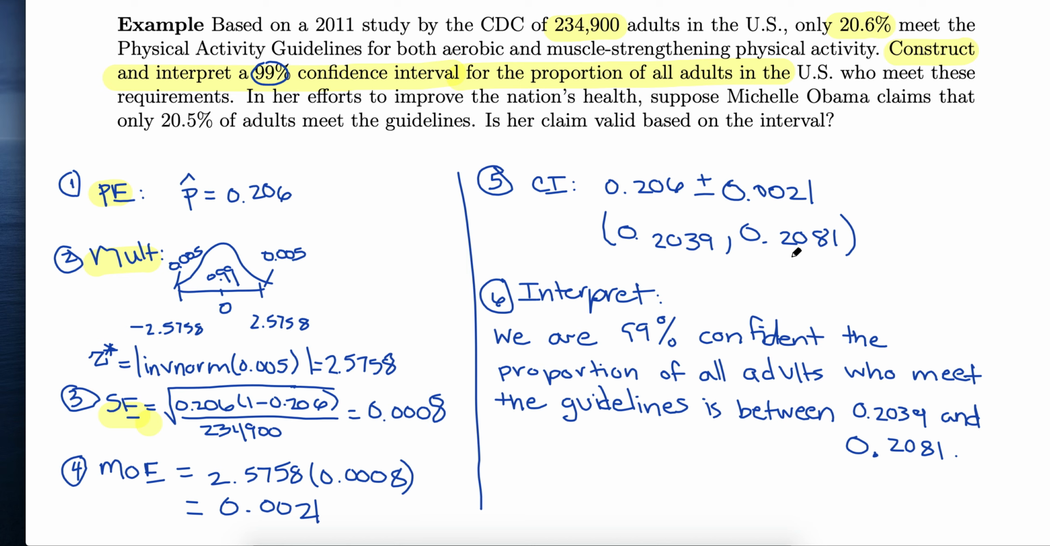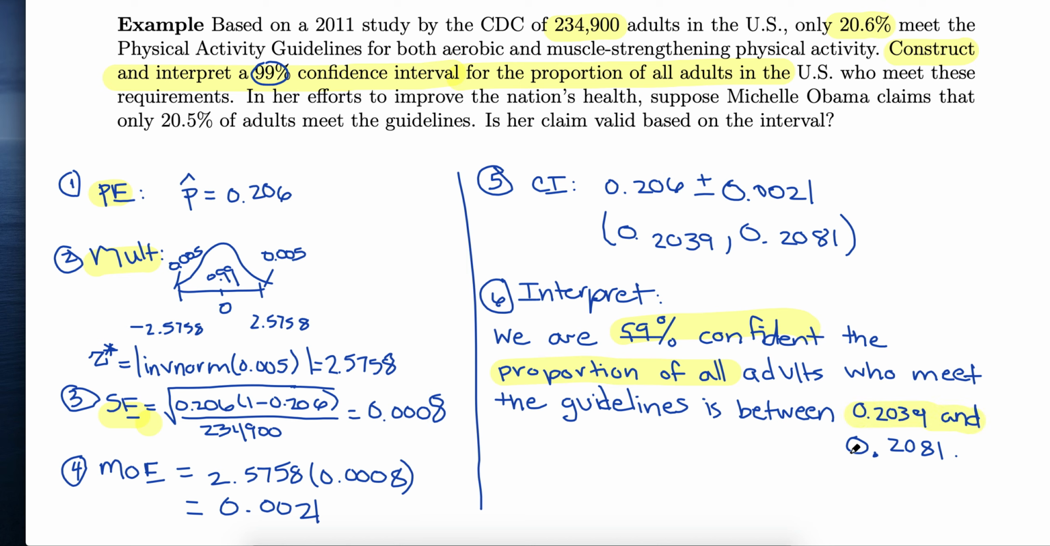You have to be able to interpret this for it to be meaningful. Looking for those same three parts. Got to state how confident we are, 99% confident. State what you're talking about. This section is all about proportions. We're talking about population proportion. Don't say data or sample here. Give it a little context, a proportion of all adults that meet these physical activity guidelines, and then give your estimate between these two values.